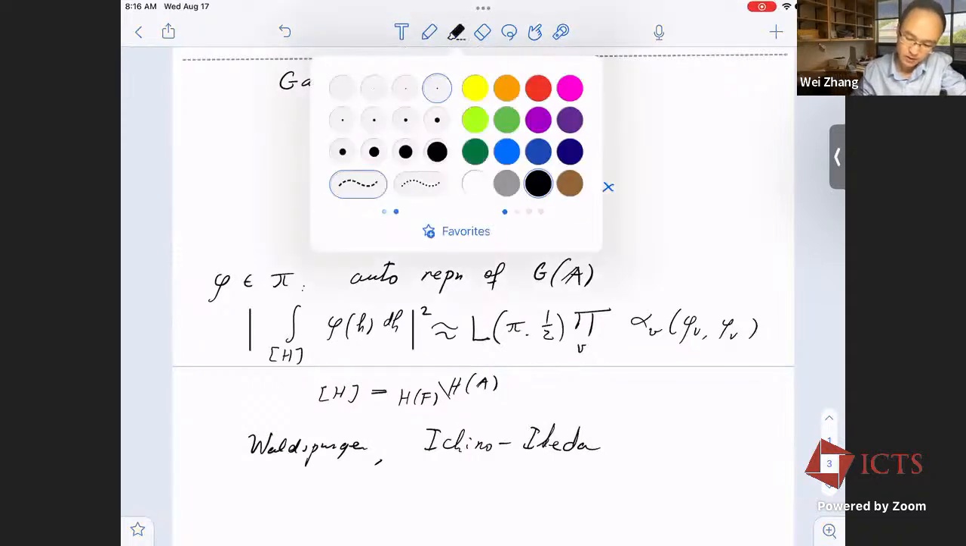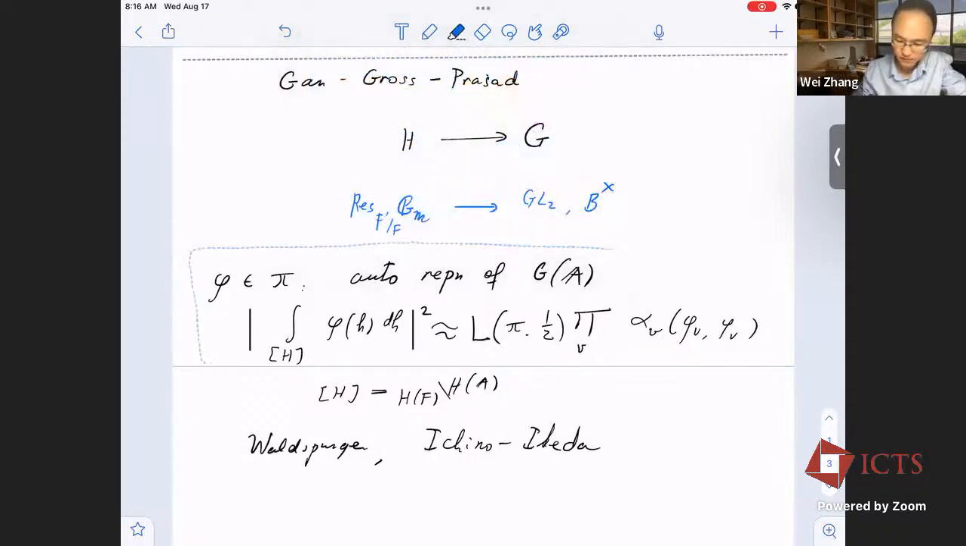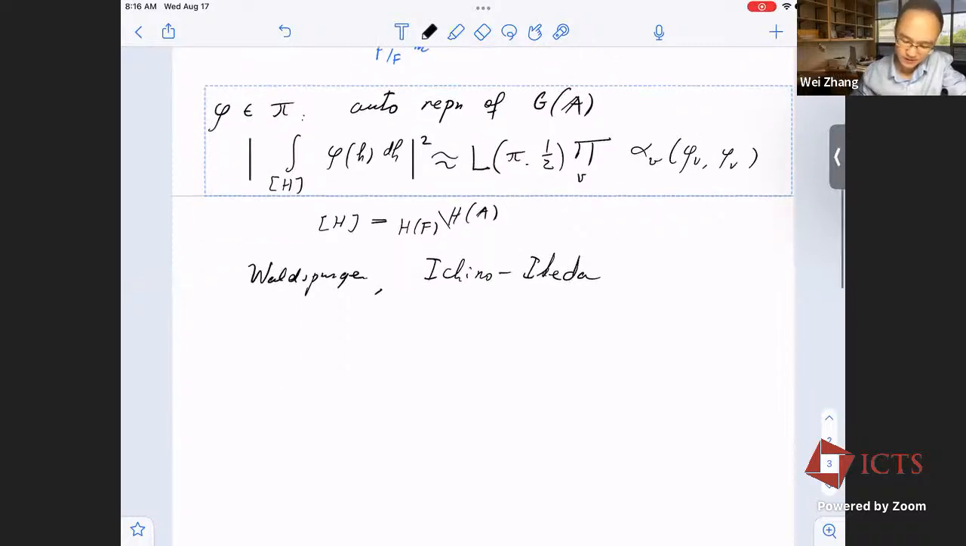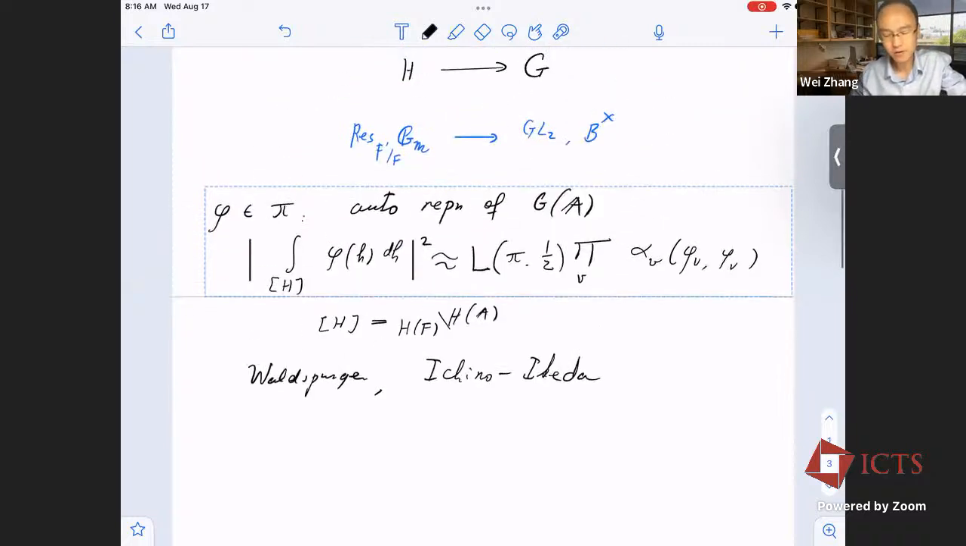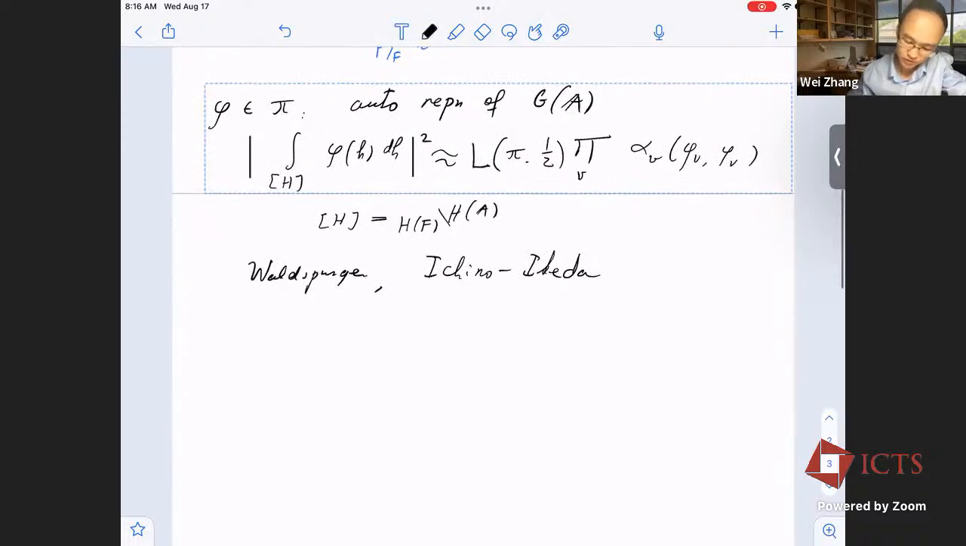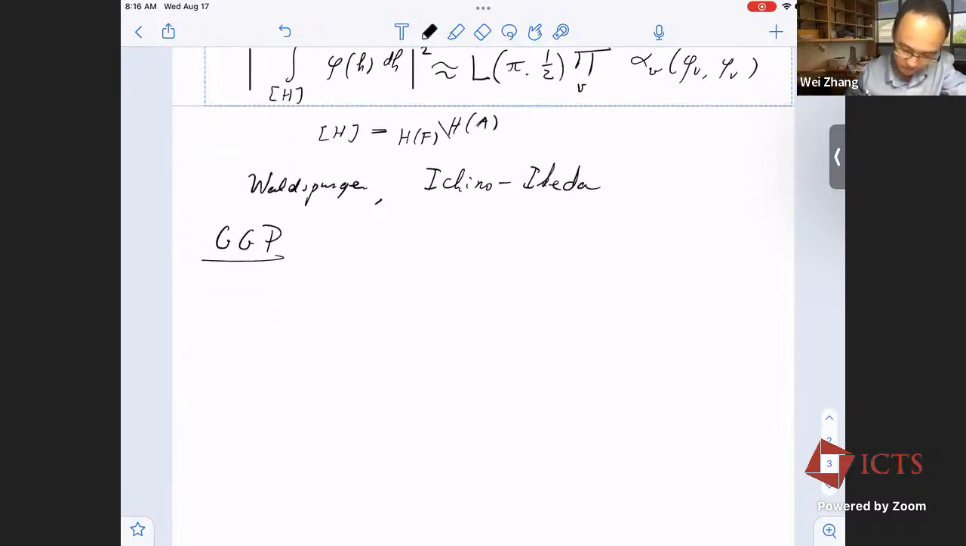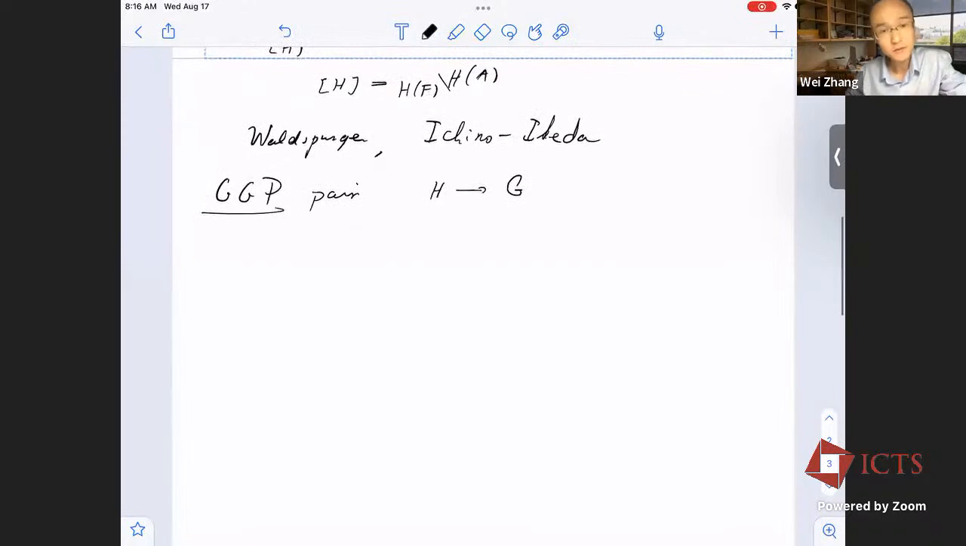Let me emphasize here, this identity is expected to be true for many pairs of G and H. The GGP, or the Gan-Gross-Prasad case, which is what I want to focus on today, is the following group of G and H. Let's consider the GGP pair, H inside of G.